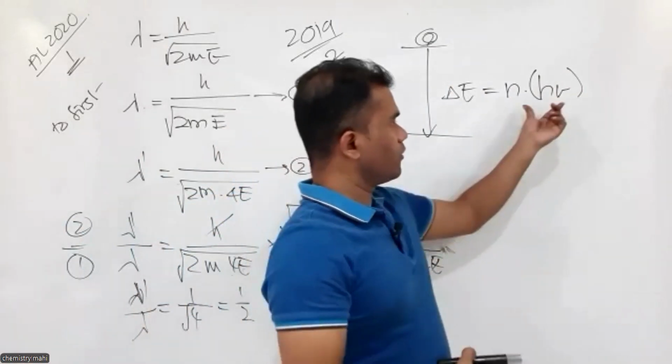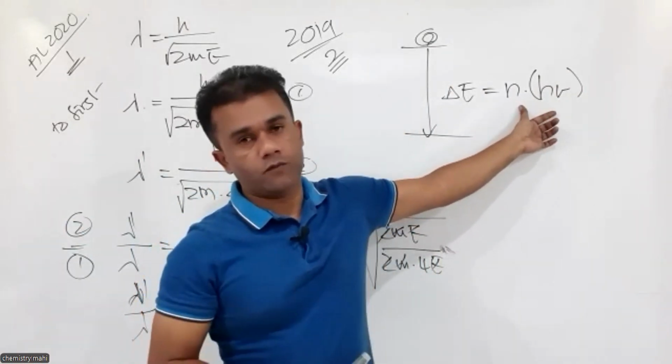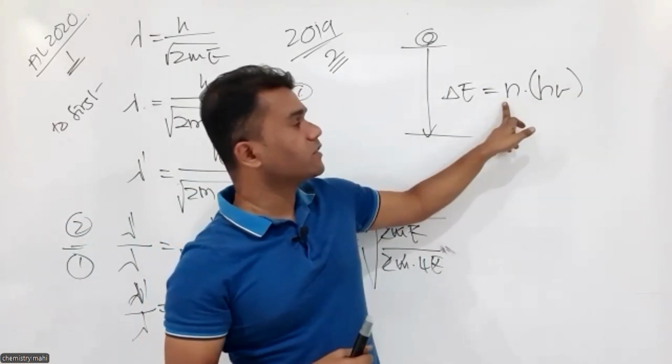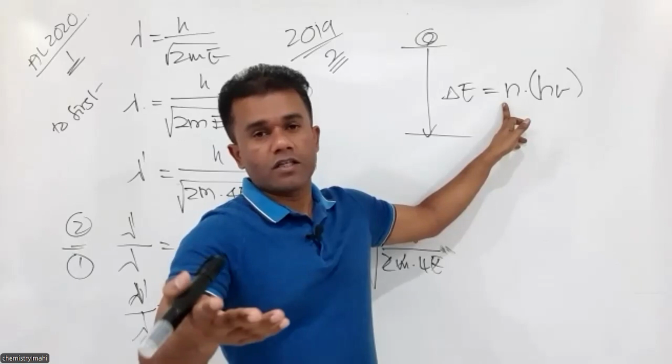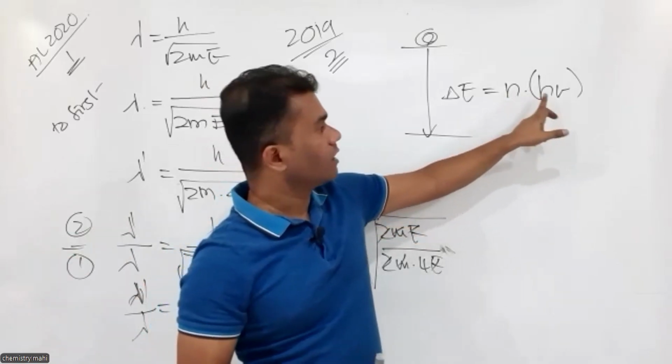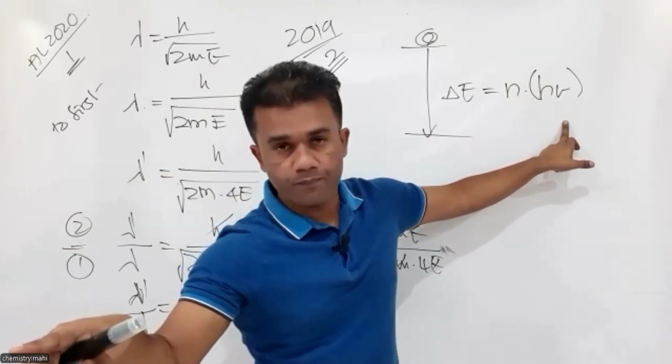So what's the meaning of this? H mu represents one quantum or one photon. Then n is what? The number of photons. The integer, maybe 1, 2, 3, 10 like that. This means 1 h mu, 2 h mu, 3 h mu. There is no 2.5 h mu.